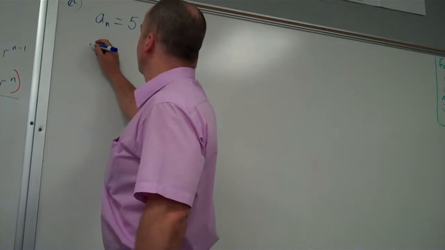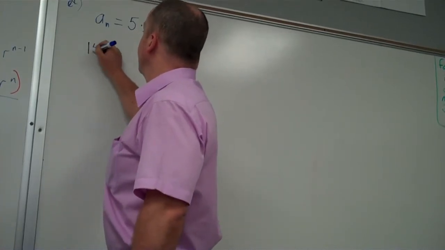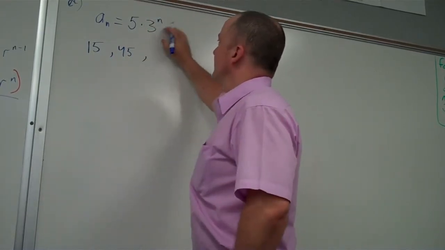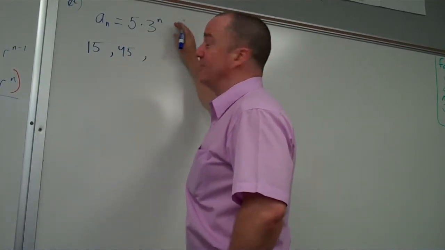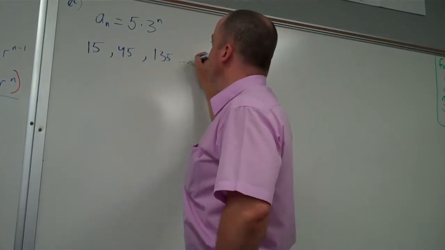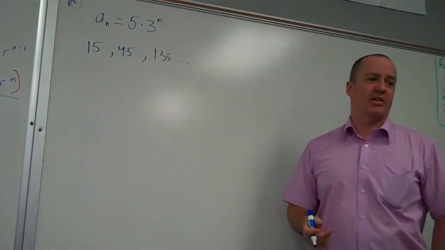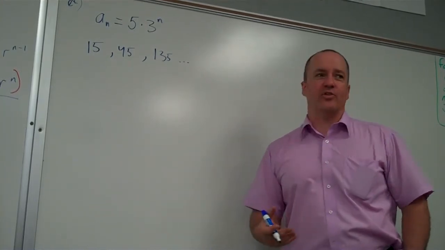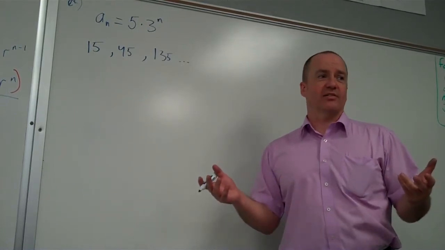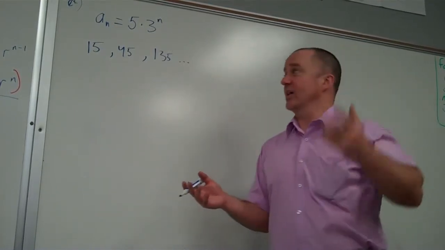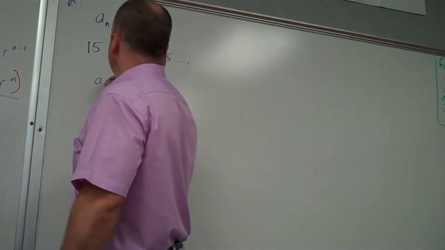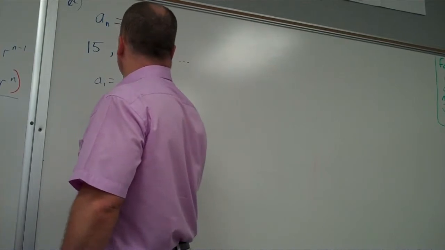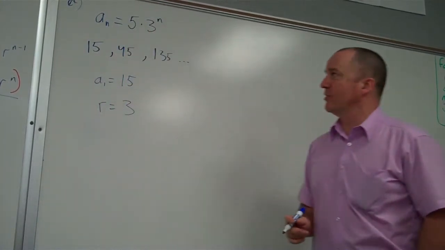The first few terms are going to be 15, and then 45, and then, let's see, 3 cubed is 27, 5 times that is 135, etc. But these things go up pretty quickly, right? So you wouldn't really want to add the first 10 terms of this. That'd be kind of tedious. But here's what I know. I know that a sub 1 is 15. I know that r is 3. That's what's being multiplied over and over again.